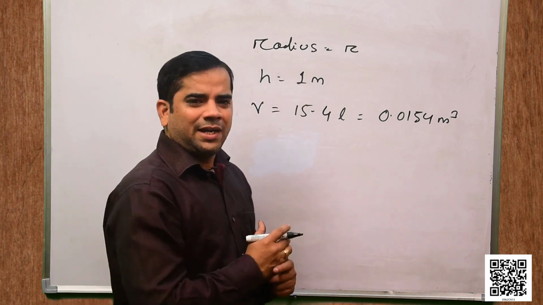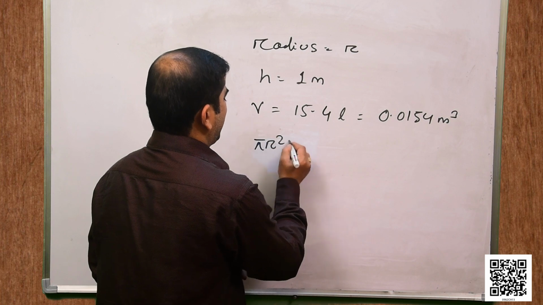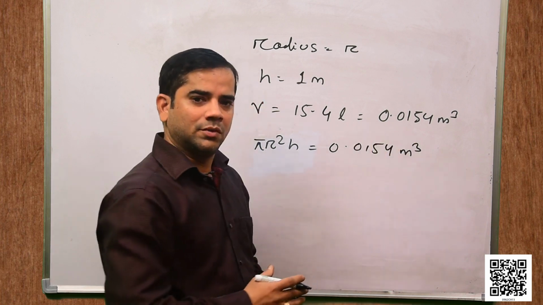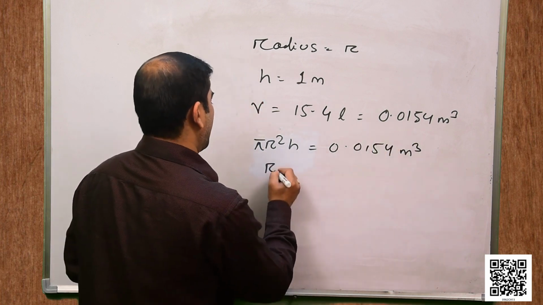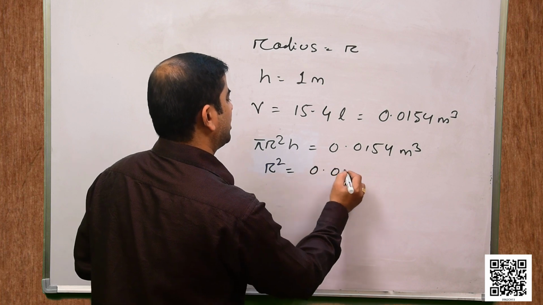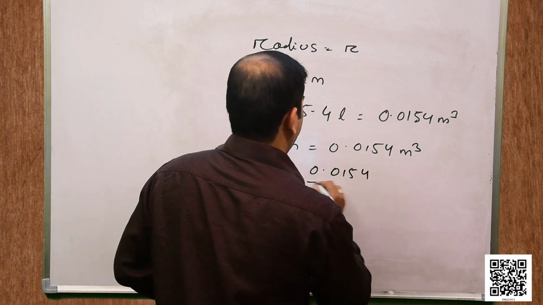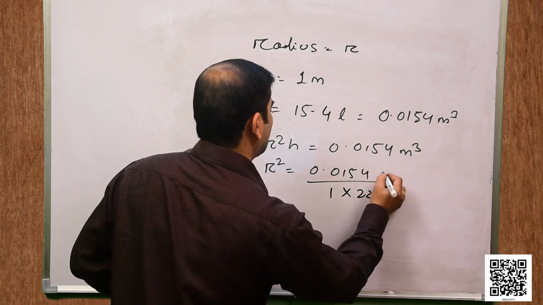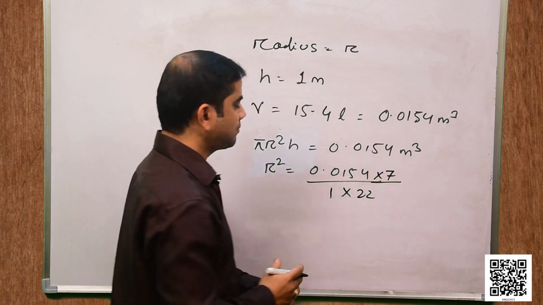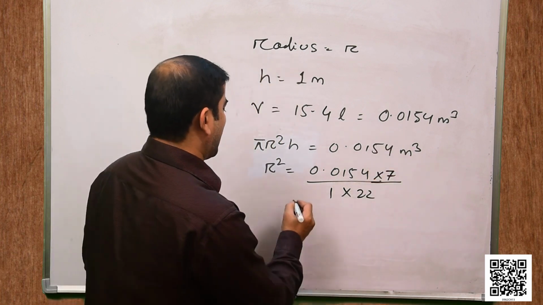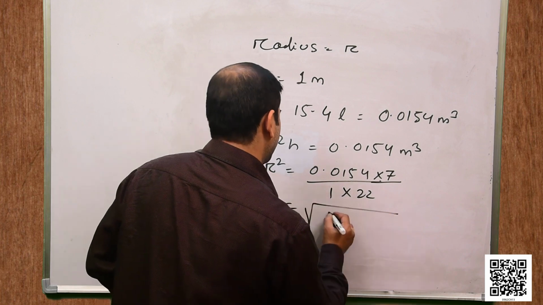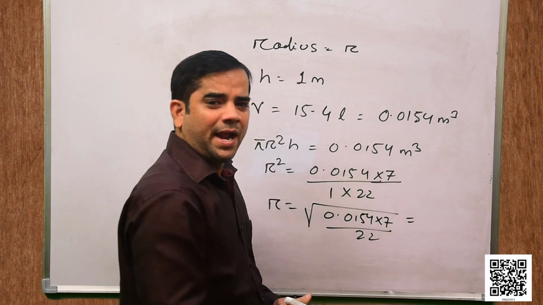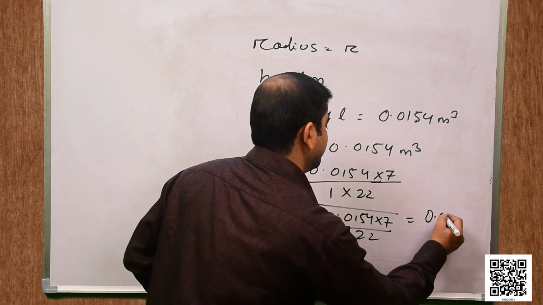Now, we know that volume is pi r square h, that is equal to 0.0154 meter cube. Here r square is equal to 0.0154 divided by h, which is 1, into 22/7. So, when we calculate the square root of 0.0154 into 7 divided by 22, it will be 0.07 meter.